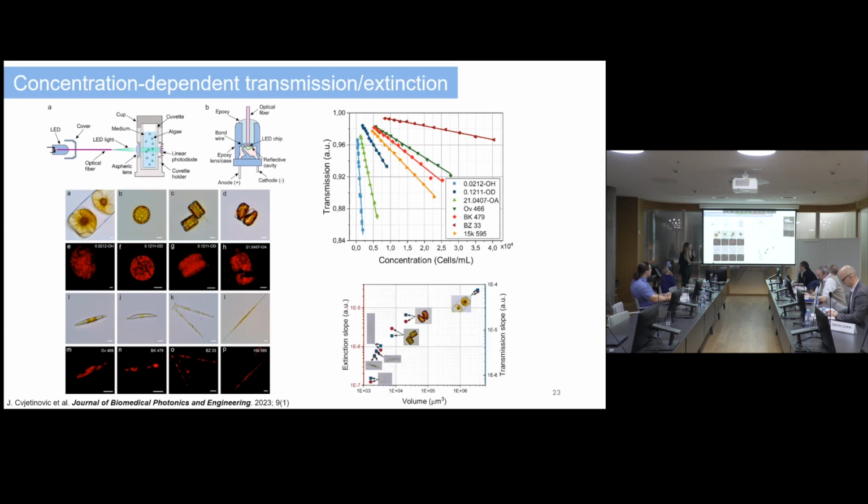So that is why on this graph, you can see, for example, how we observed a monotonic dependence of the extinction and transmission slope on the volume of diatoms. And we believe that these results can help us in further tuning this optical system, to be able to distinguish between different diatoms, for example, if we have them in the culture.